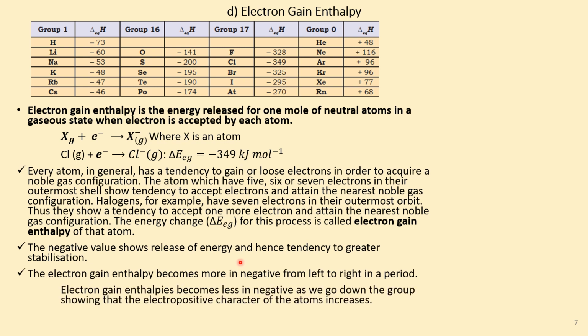The electron gain enthalpy becomes more negative from left to right in a period. As we go down the group, it becomes less negative, showing that the electropositive character of the atoms increases.